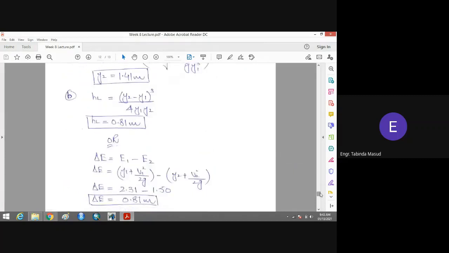Okay, for head loss, we have developed two equations. You can use this equation, that is (Y2 minus Y1) whole cube divided by 4 into Y1 into Y2, or you can use this equation E1 minus E2, where E is the specific energy. So you have to find the value of specific energy before hydraulic jump and specific energy after hydraulic jump. This is quite a little bit long equation, and you have to find more values, so it will be better to use the first equation. Well, it is up to you. You will get the same result, 0.81 meter and 0.81 meter. So this is the head loss.